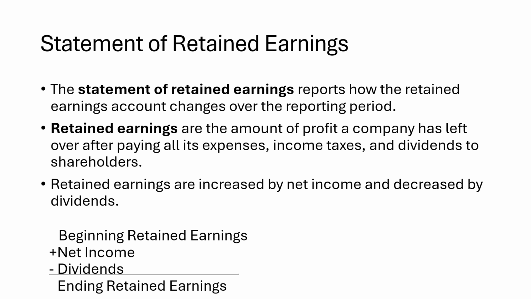The statement of retained earnings shows the change of retained earnings over the reporting period. So it starts with the beginning retained earnings, increases to equity, decreases to equity, and then ending retained earnings. So retained earnings is an equity account, first of all. And basically it represents the profit that stays in a company after everything else has been paid. So retained earnings are increased by net income and decreased by dividends.